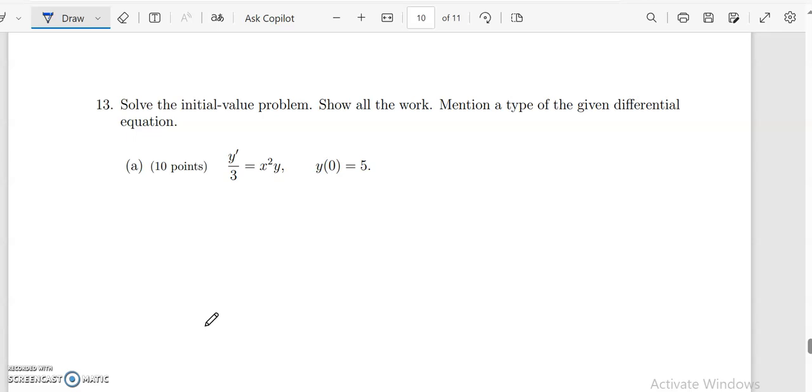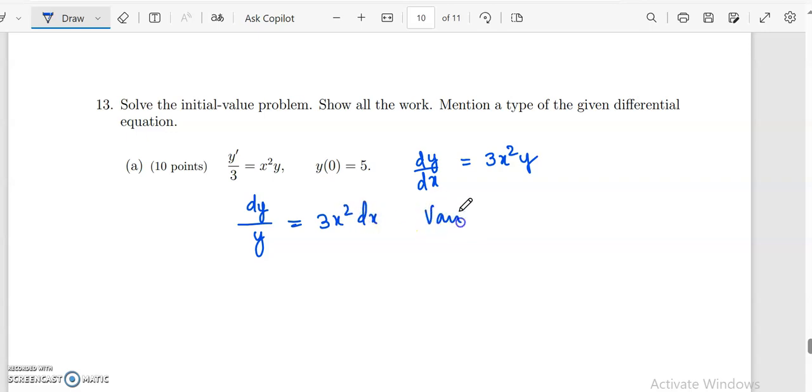And next one, we need to solve the initial value problem and mention the type of the given differential equation. So here we can write y dash as dy by dx. So dy by dx equal to, taking 3 to the right side, we can write this as 3x square y. Now this can be written as dy by y equal to 3x square dx. Now this is in the variable separable form, so this is a variable separable equation.